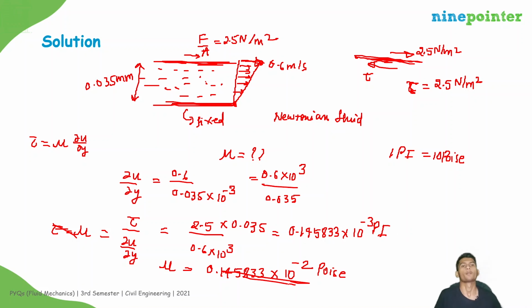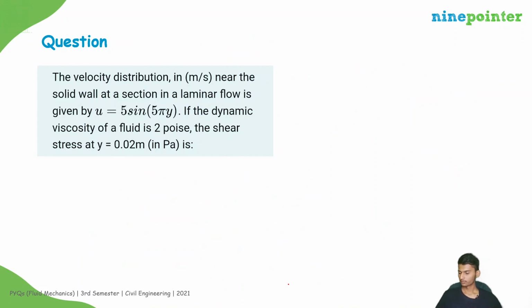Okay. Let us go to the next question. This is the next question over here. The velocity distribution in meter per second near the solid wall at a section in a laminar flow is given by u equals 5 pi sine of 5 pi y. If the dynamic viscosity of the fluid is 2 poise, find the shear stress at y equal to 0.02 meters. First, let us discuss dynamic viscosity and kinematic viscosity.